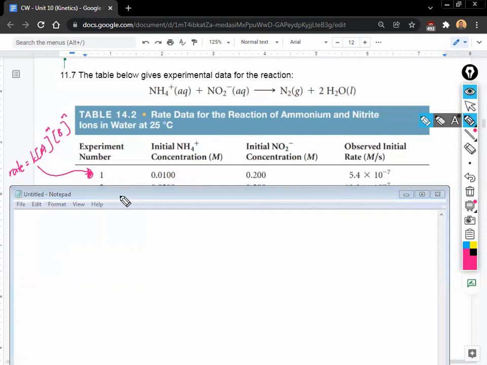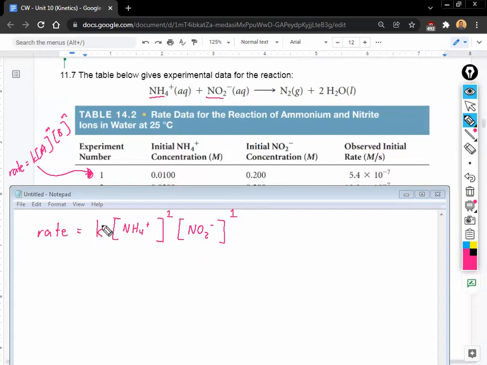Now we know that for the rate law, the rate is going to be equal to K times the concentration of one of the reactants, which is going to be NH4 plus, ammonium. The coefficient is 1, so we can just put it to the power of 1. That's going to be our M. Then the coefficient of NO2 minus is also going to be 1. And so this is our rate law for this reaction. Basically, we just took the reactants and put the concentrations there.